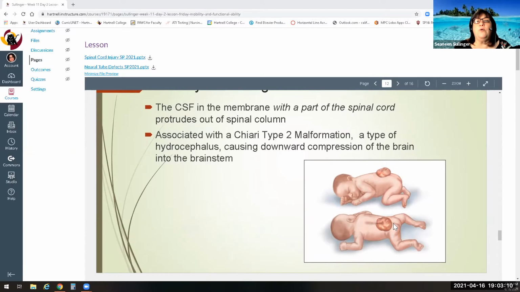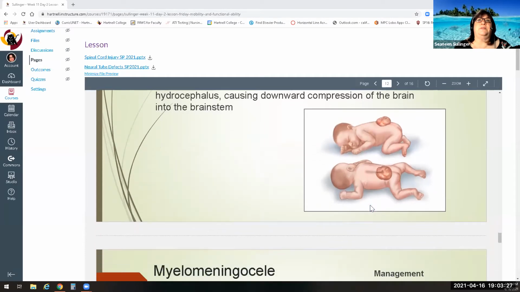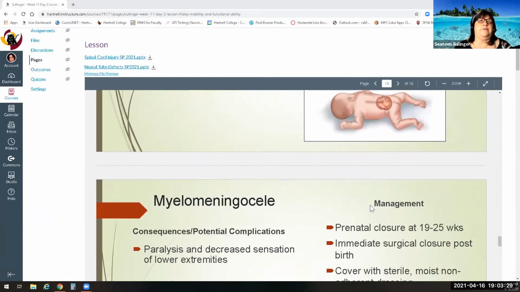And so hopefully this would have been picked up on ultrasound so that you would know what to expect. There are some prenatal surgeries, I guess, in utero surgeries. That's pretty dangerous, I would think. But we'll get to what to do when the baby's born. That's not an actual baby, but a picture of that.